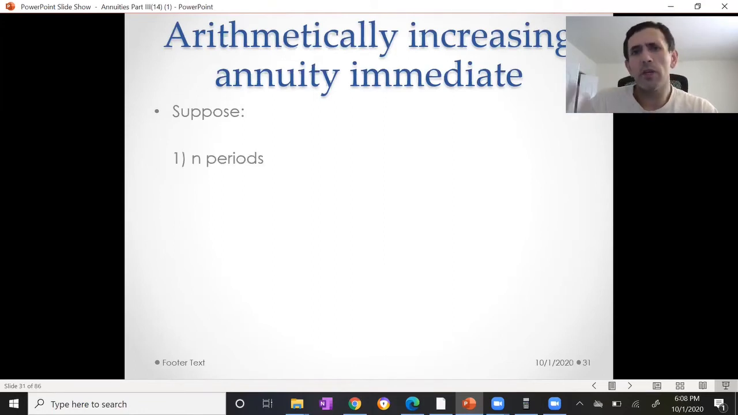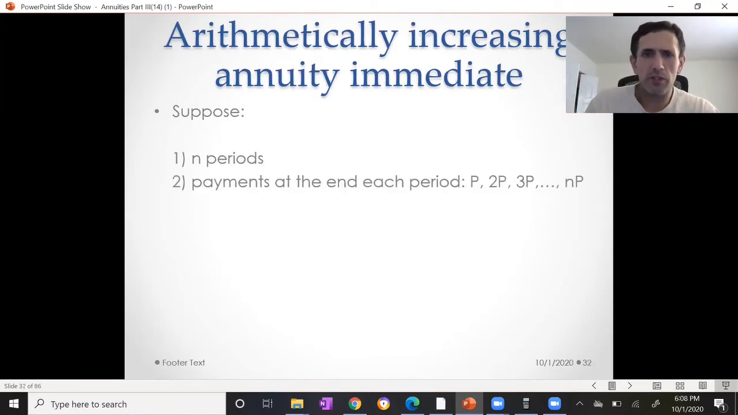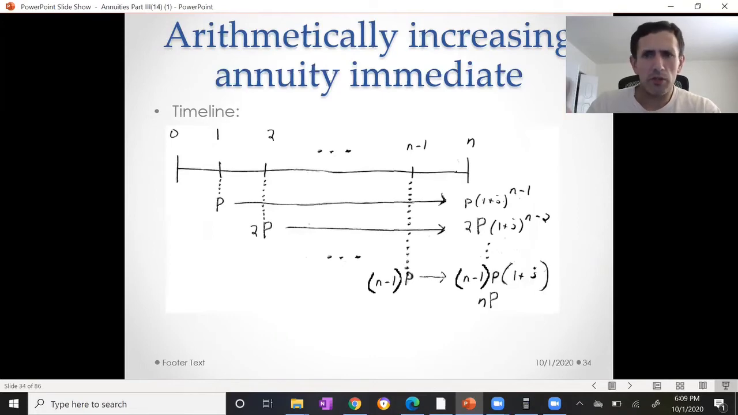Well, we have an annuity immediate and n periods as usual. Payments are P, 2P, 3P, all the way to nP. So that's just payments at the end of each period, for some P: P, 2P, 3P, et cetera. Interest per period is j. Nothing strange about that. So make sure we're all on the same page here. Here's the timeline.